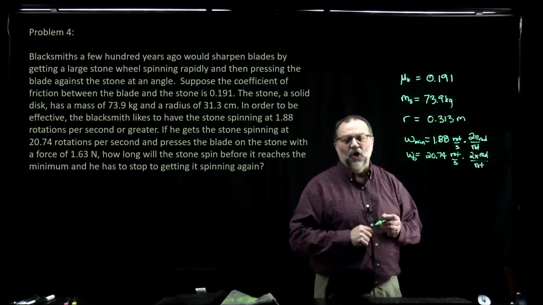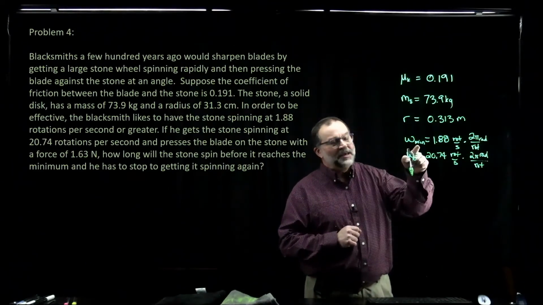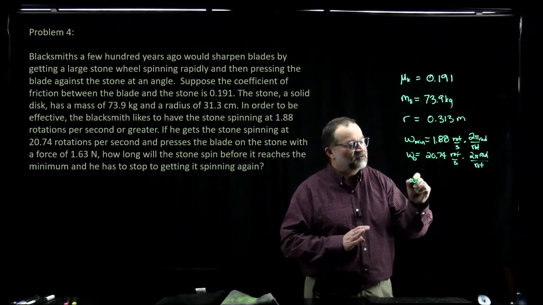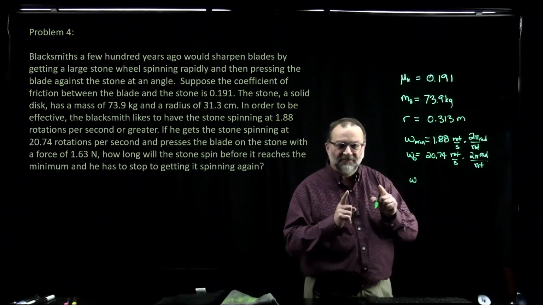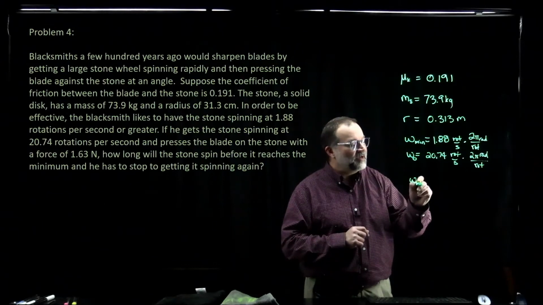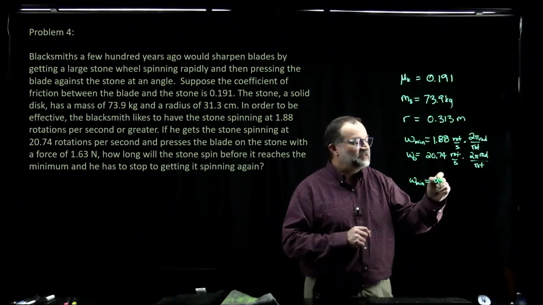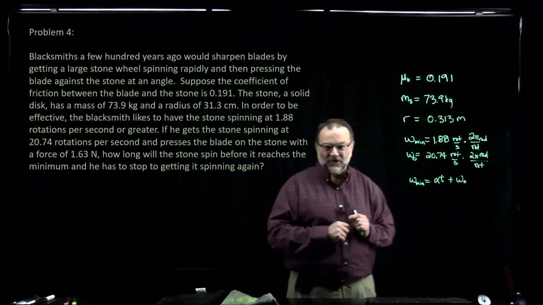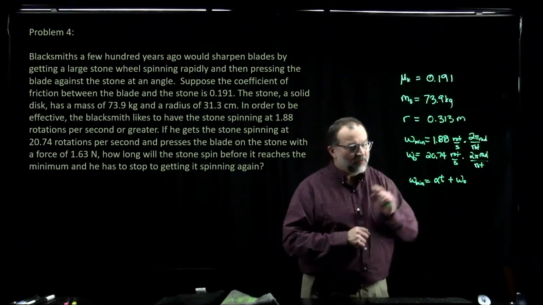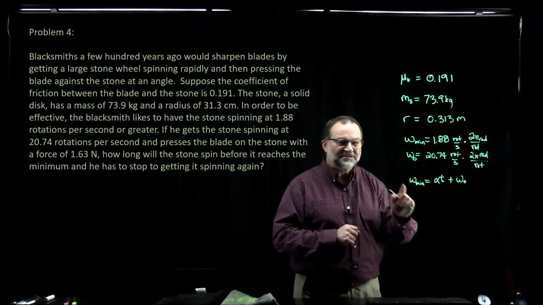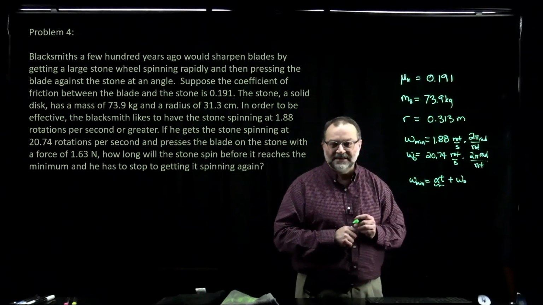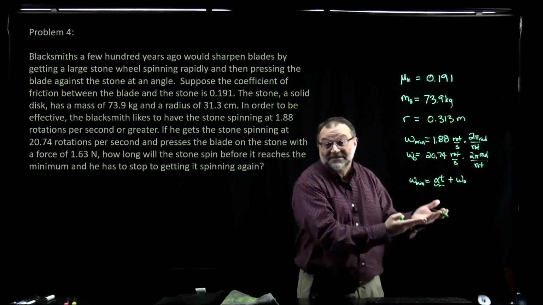This is omega naught. And this minimum that we're after is our final rotational velocity. So we're looking for the point where omega min equals alpha t plus omega naught. We know where we start. We know our minimum that we're going to stop at and start spinning the wheel again. But we don't know either alpha or t yet. In fact, t is what we're asking for.